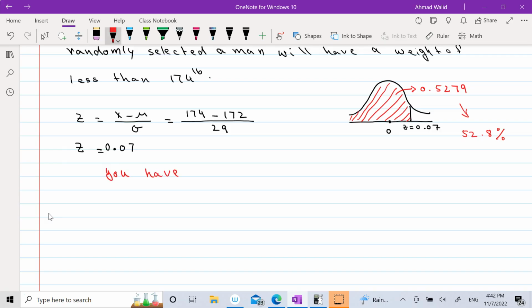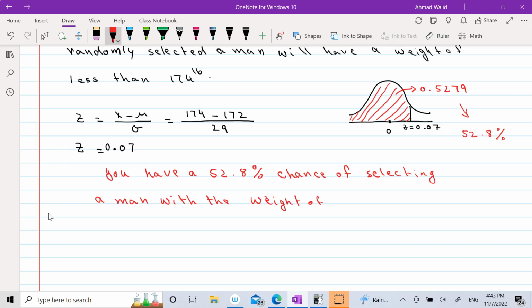You have a 52.8% chance of selecting a man with the weight of less than 174 pounds.